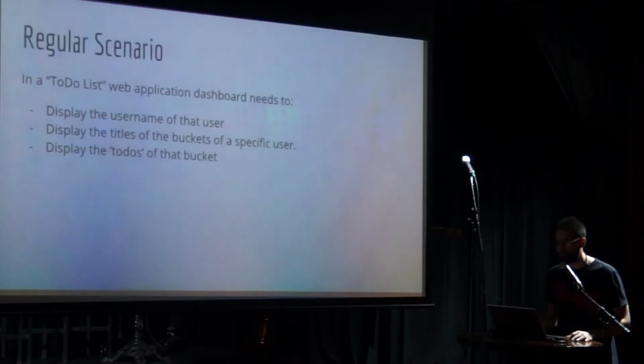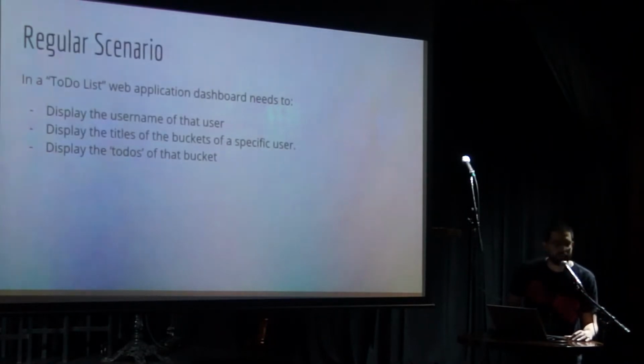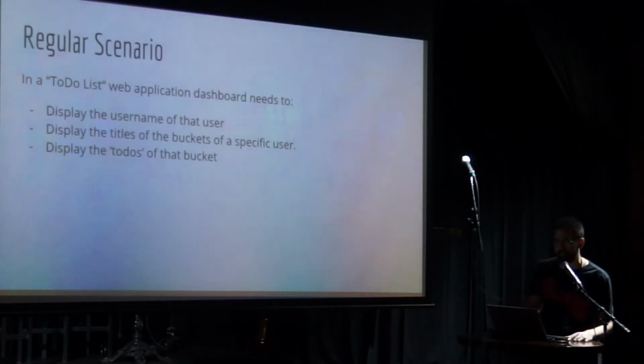So let's talk about REST a little bit. Suppose this regular scenario for a bit. We have a to-do list web application, and we have the dashboard for the to-do list. For this dashboard, we need to present a few pieces of information, like the username of the user that's currently logged in and the titles of the buckets. A bucket is, for example, work or personal things or healthy things. And you have the to-do items for each bucket.